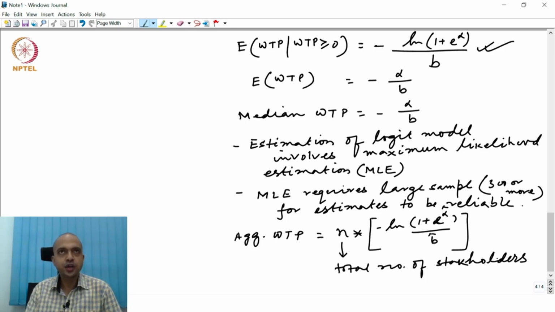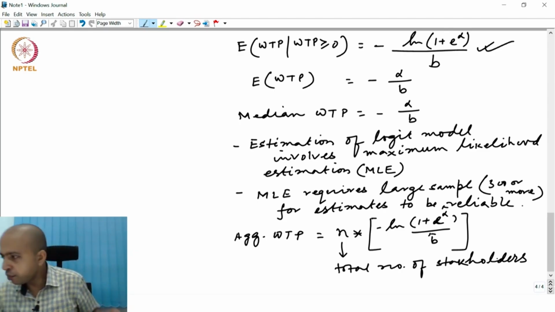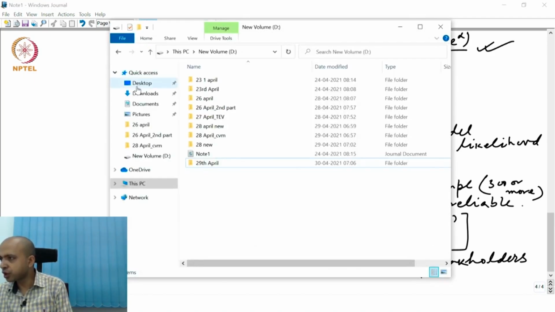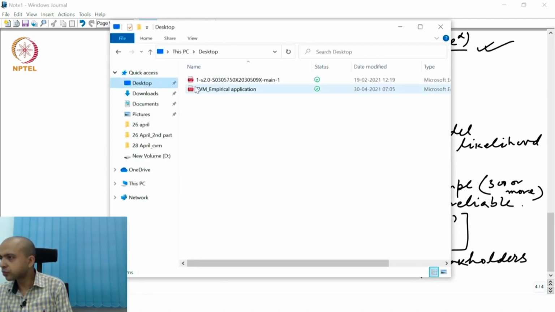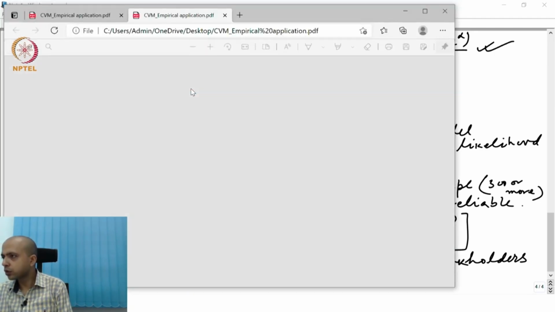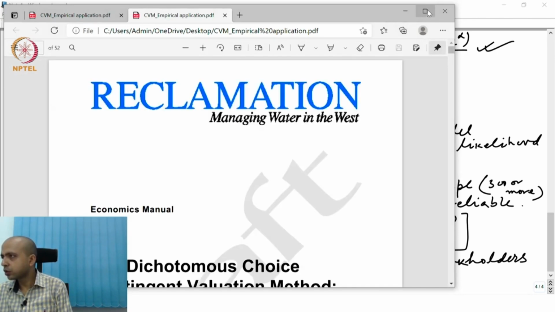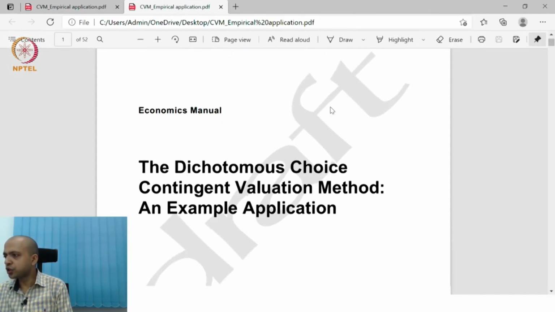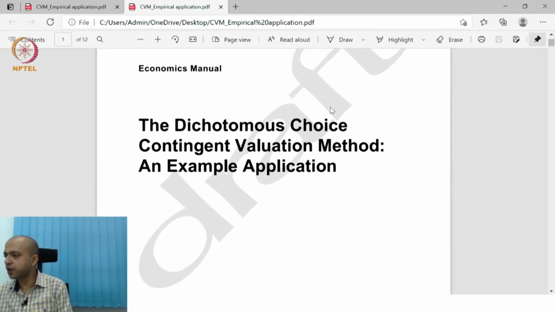Total number of stakeholders who are getting benefit from that particular environmental group. And the paper I am going to share with you is this. I will just show you the paper. This is the paper I am talking about. So this is the paper, the dichotomous choice contingent valuation method, an example application. I will share this paper with you.